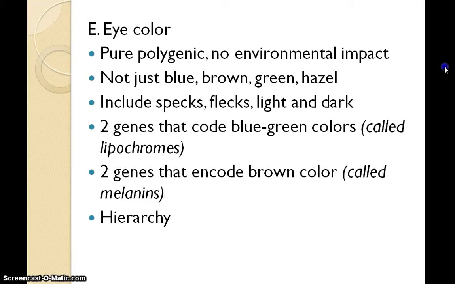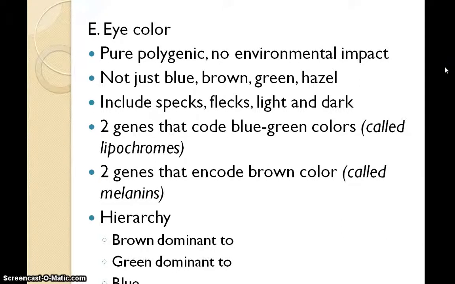Brown is the most dominant color. Brown is always dominant to everything else. The next color would be green. Green is dominant to blue, but not dominant to brown. And then blue is recessive to everything. So our dominance hierarchy: brown is dominant to everything. Brown is dominant over green. Brown is dominant over blue. Green is dominant over blue, and blue is recessive to everything.